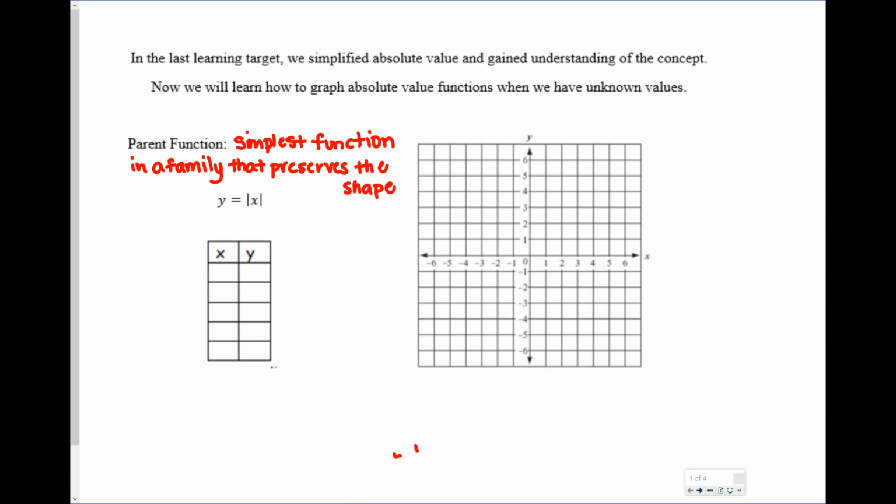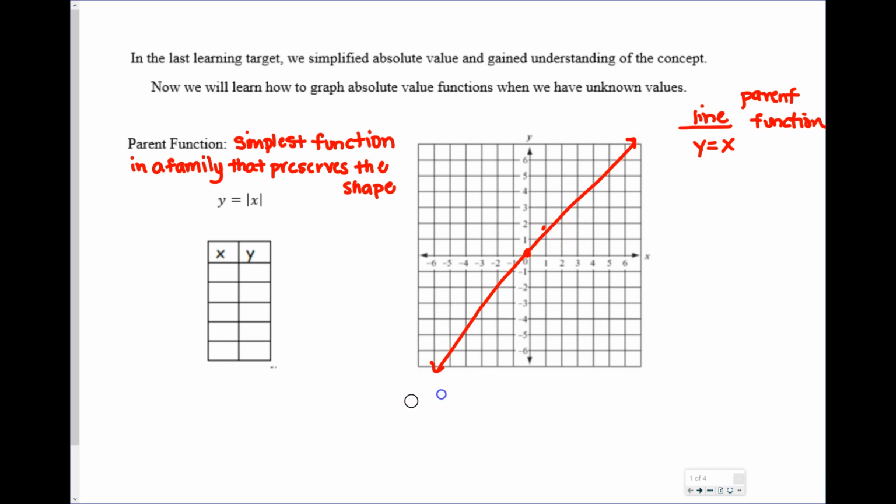So, a parent function typically doesn't have any numbers in it. It just has your variables. And in a line, your parent function for a line is this, y equals x. That's your parent function for a line, because it's your most basic equation that will give you a line when you graph it. Don't write this down on your grid, but when you graph a line into your parent function, it looks like this. It has a y-intercept of 0. It goes up 1 over 1, up 1 over 1. That's y equals x. That's your parent function.